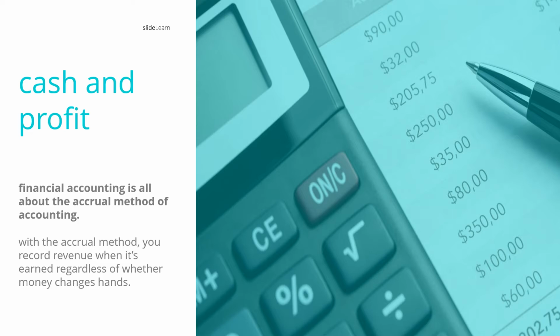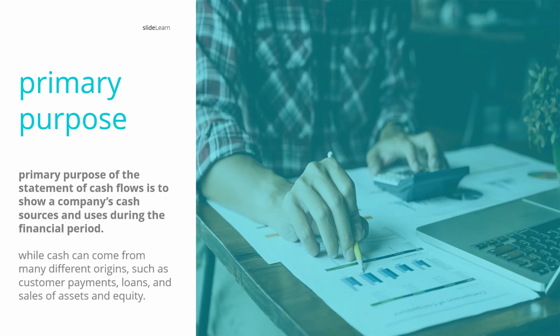A cost is the value of money the company uses to produce or buy something, money that is not available to use anymore. Costs are the ways a company uses cash, be it to purchase inventory, make investments, or pay back a debt. Expenses are costs that directly tie back to revenue the company earns during a financial period. The primary purpose of the statement of cash flows is to show a company's cash sources and uses during the financial period. While cash can come from many different origins, such as customer payments, loans, and sales of assets and equity, uses of cash directly trace back to costs.